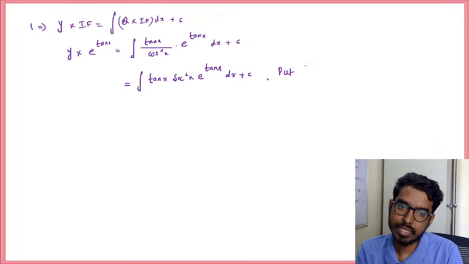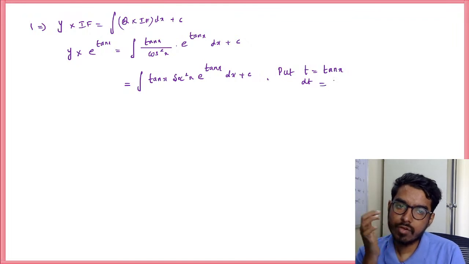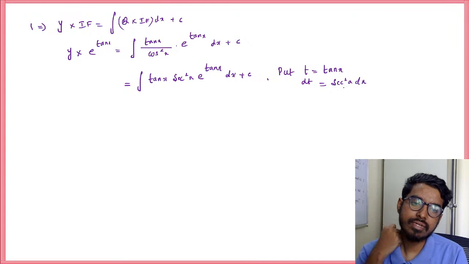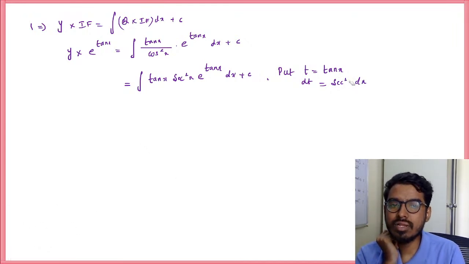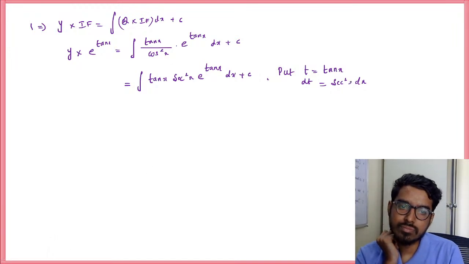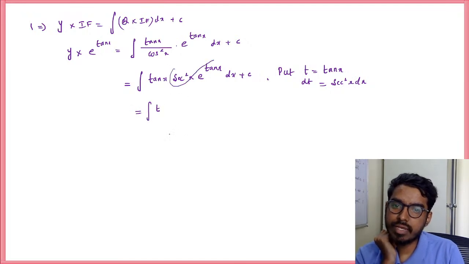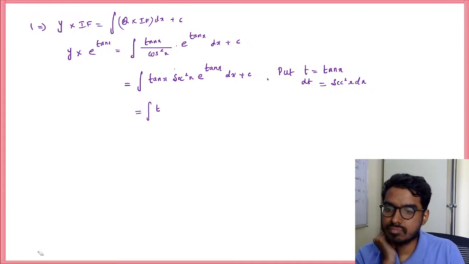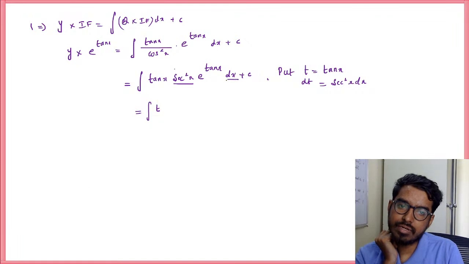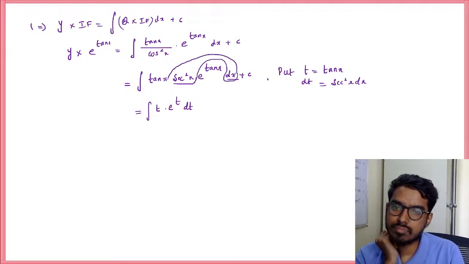So again put t is equal to tan x. Therefore dt will be the derivative of tan x, which is secant square x dx, right? This is somewhat similar to the problem that we solved in the second problem, I think. So t is tan x, and secant square x dx is dt. So this becomes integration of t into e power t dt plus c.